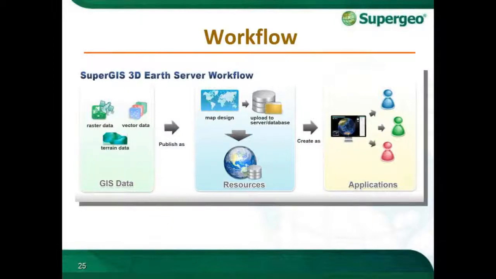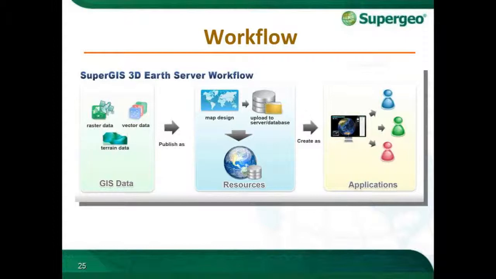So in the first stage, you can publish all the GIS data you have to be displayed in SuperGIS 3D as server, including vector, raster, and terrain data. And then the SuperGIS server will automatically help you fuse those 2D and 3D information into a true 3D map. And in the next stage, the data you published will become reusable resources that you can use in a lot of different applications.